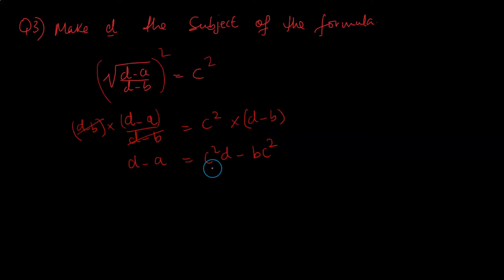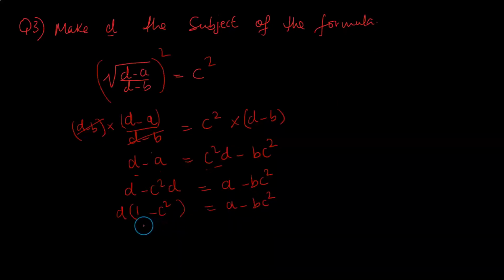Right, so d needs to be on one side. I need to have these together, and I need to remove that one and have that with the bc squared. So I can add a on both sides and subtract c squared d. So d, bring that to that side, so minus c squared d is equal to, now a, I need to plus, so that's going to be on this side, minus bc squared. Okay, I've got d there and d there, so I need to factorize. Okay, so d, what comes inside? So d(1 minus c squared) equals a minus bc squared. Now you can divide both sides with 1 minus c squared and have d as the subject of the formula. So d is equal to (a minus bc squared) over (1 minus c squared). Okay, so that's question 3 done.